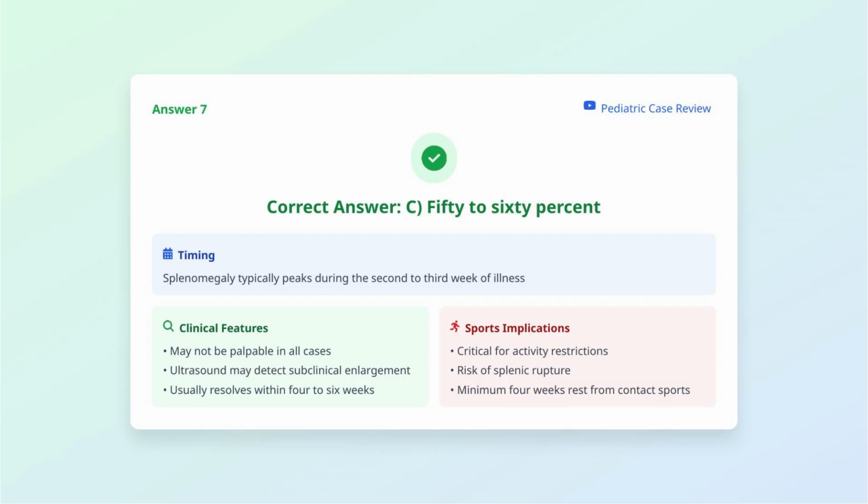This finding has critical implications for activity restrictions, as splenomegaly increases the risk of splenic rupture, which, although rare, can be life-threatening. Therefore, patients should avoid contact sports for a minimum of 4 weeks, even without documented splenomegaly.